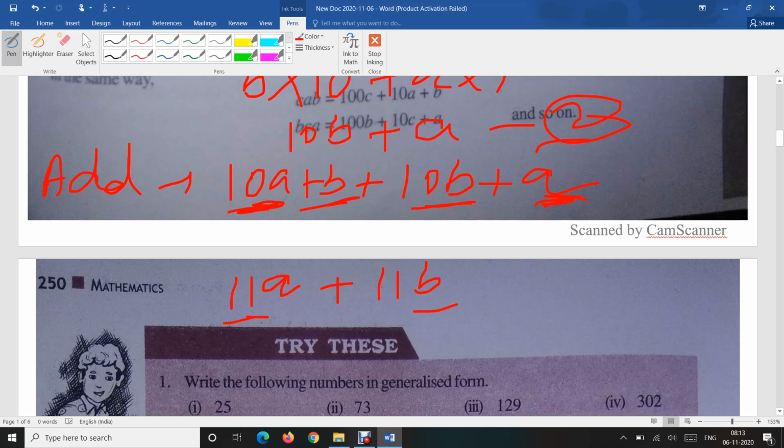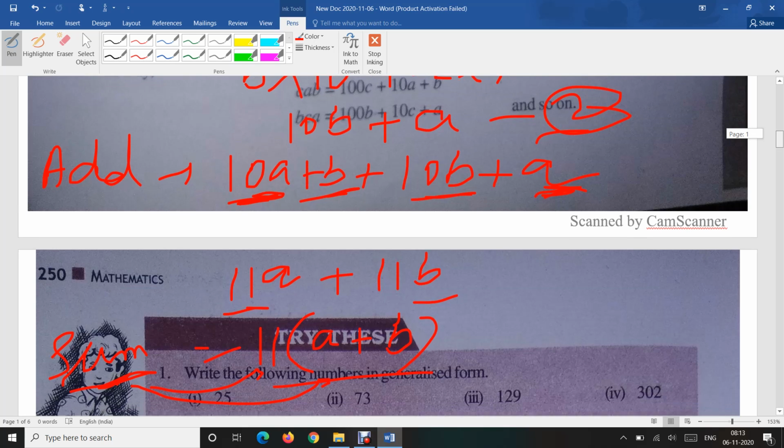Now 11 is a common factor in both the terms, so we can take 11 outside as a common factor, and inside the bracket we are left with A plus B. Now the sum of the numbers is equal to 11 times A plus B. That means this sum can be divided by 11 and will give the remainder 0. And also this sum can be divided by A plus B, and it will always give the remainder 0.